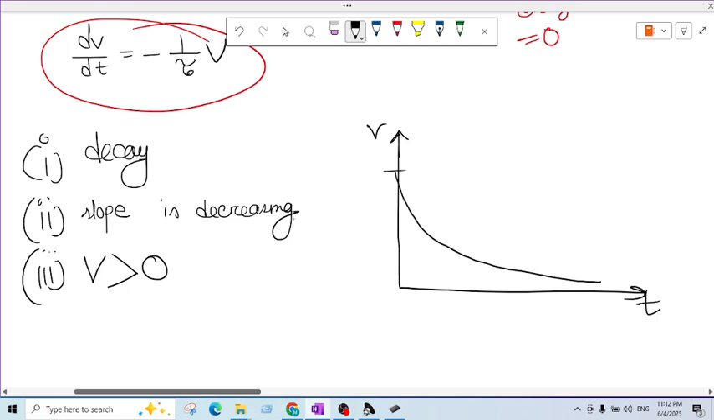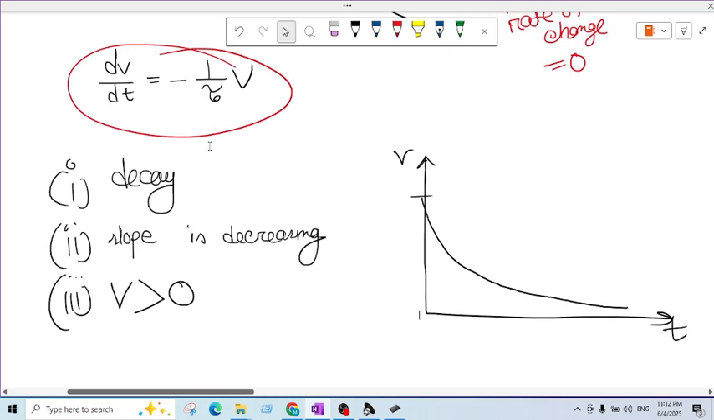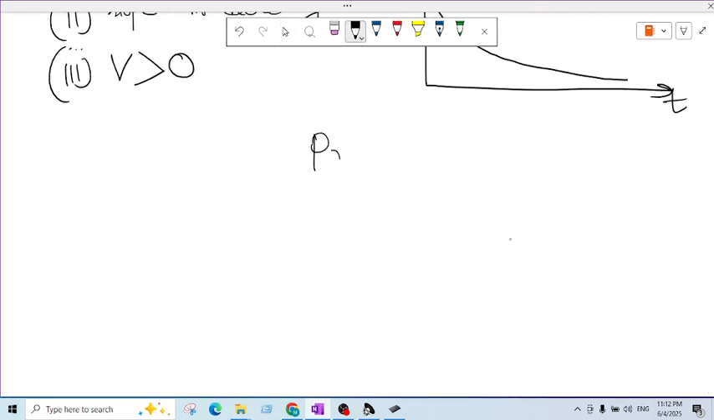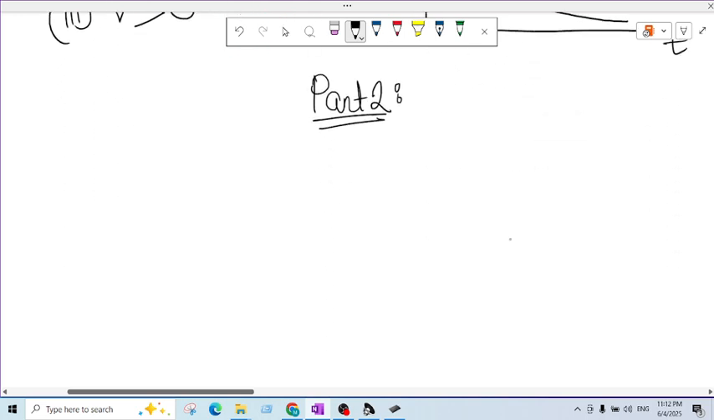And so, intuitively, without solving any math, we understand that this equation's solution will look like this. Okay, now part 2. Let's do this mathematically and see whether our answer is right or wrong.